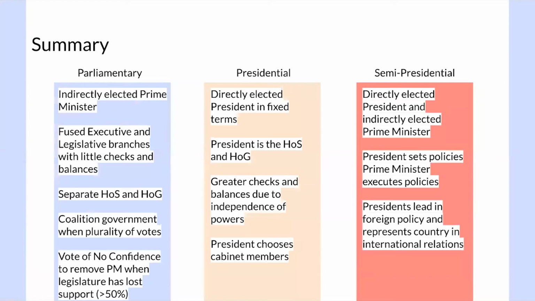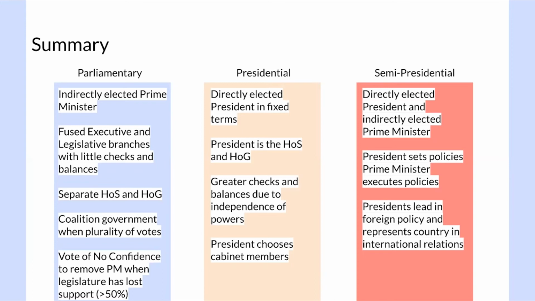As a summary, for the parliamentary system, people indirectly elect the prime minister. There are fused executive and legislative branches with little checks and balances. There's also a separate head of state and head of government. Coalition governments can occur when there is a plurality of votes, and a vote of no confidence can remove the prime minister when the legislature has lost support of the prime minister.